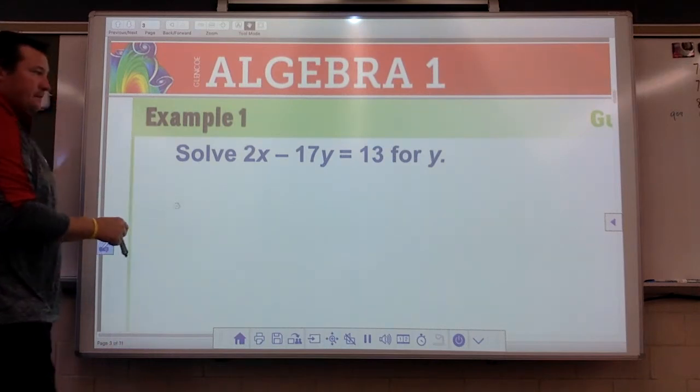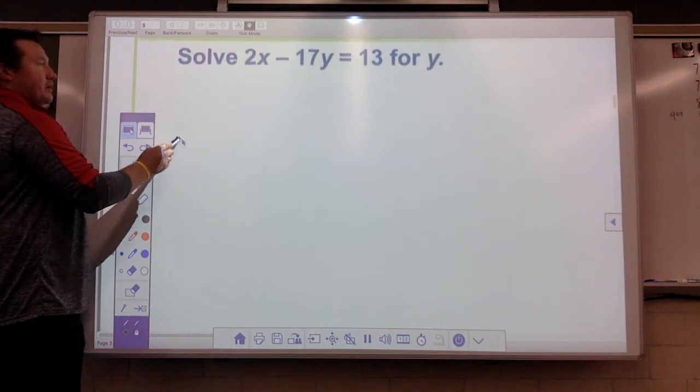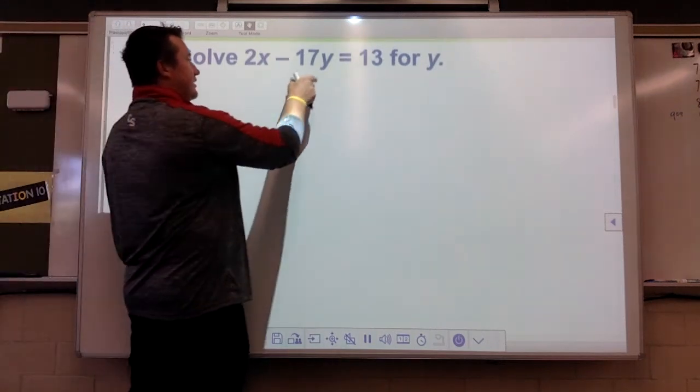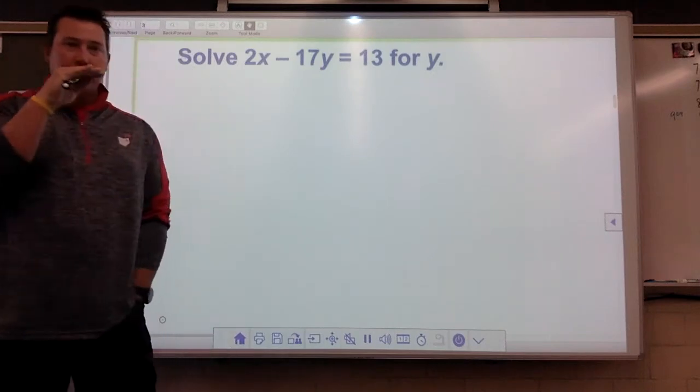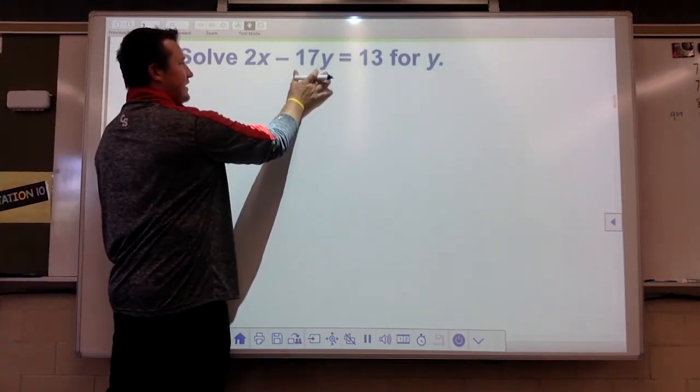Okay. Solve this one. Scooch this one up a bit. There we go. Tons of room now. Solve for y. Again, kind of looks like the same one. Again, be a good equation solver. Isolate your variable, leave it here.